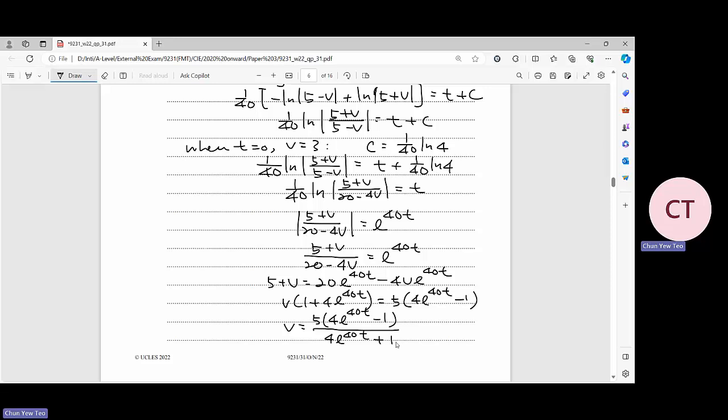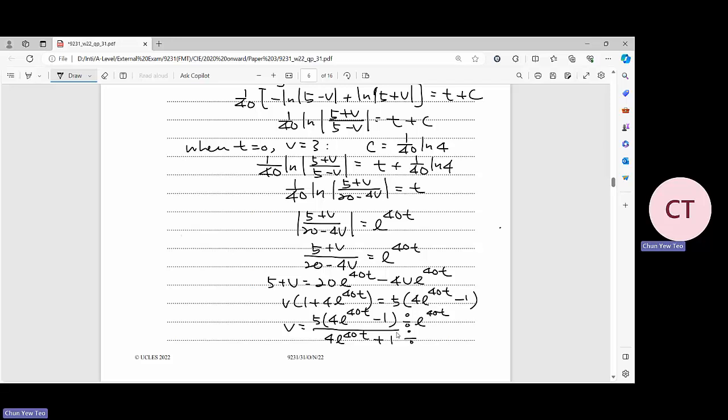But you can see that for these questions, usually they want the power to be negative. But my power over here is positive. The reason is, usually we want to leave our answer in the form of e to the power negative 40t. Usually we want to see our answer in this kind of form. So in order to get e to the power negative 40t, from here I divide this by e to the power 40t.